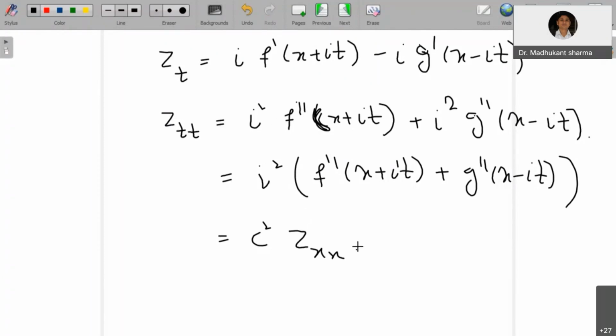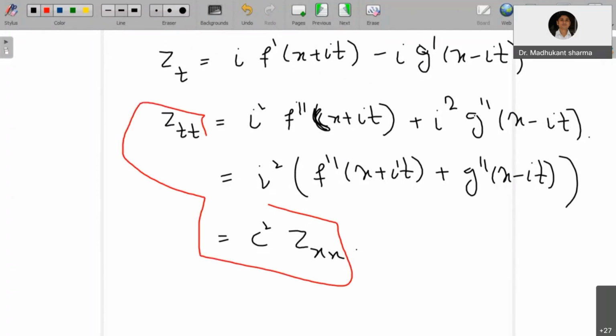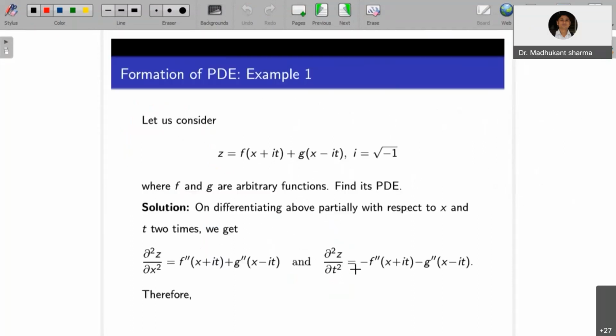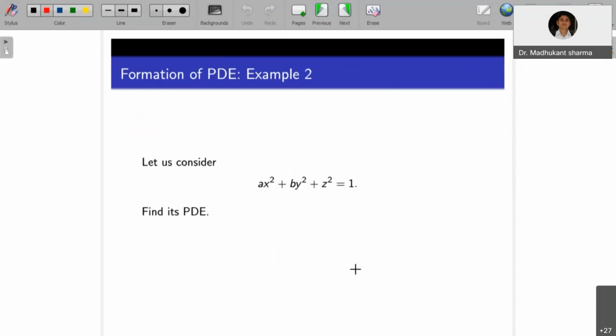Now, note that c is a constant, fixed, not arbitrary. We have assumed that c is a fixed constant, not an arbitrary constant. And this will correspond to the wave equation. So you have one solution for the wave equation. Now this is already done. Let us consider another example.